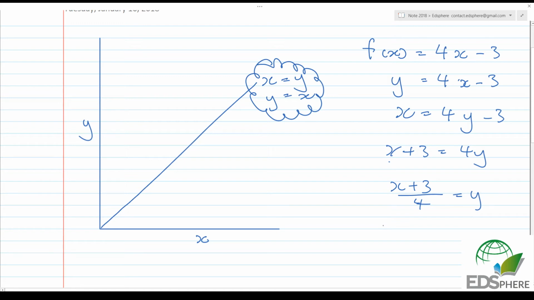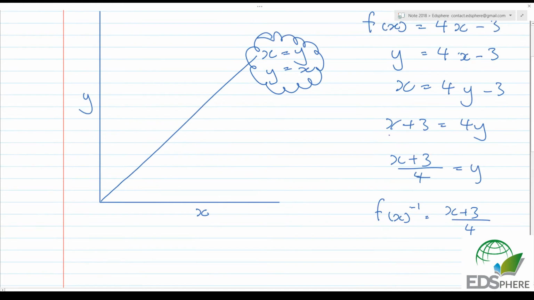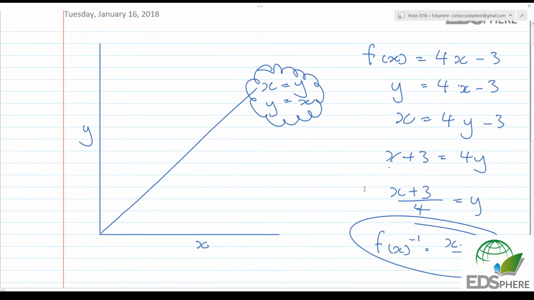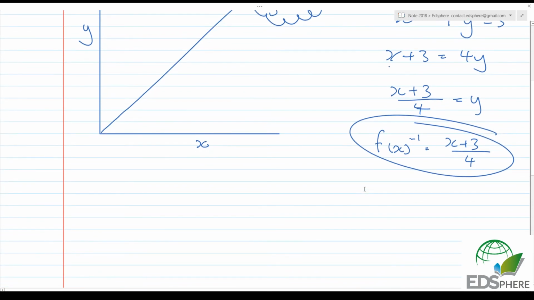We have to write the correct notation, f minus 1 of x, or some people might write it like this, f of x to the power minus 1, equals (x plus 3) over 4. It doesn't really matter. So that, my friend, is how we do inverse function. Of course, there are harder variations to it, but that is the most simplistic way to demonstrate inverse function. Hope you guys enjoyed this video.